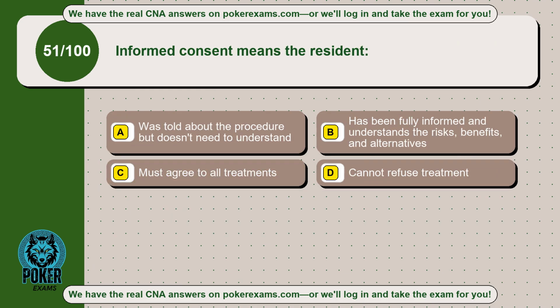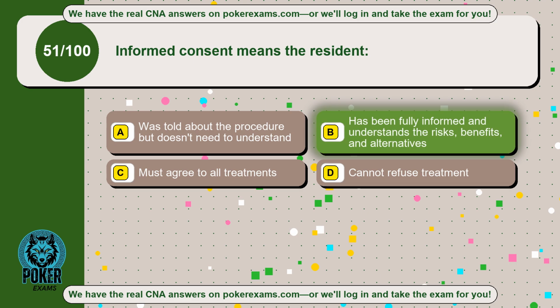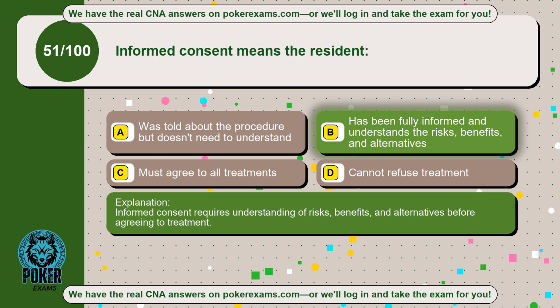Question 51. Informed consent means the resident: Option A, was told about the procedure but doesn't need to understand. Option B, has been fully informed and understands the risks, benefits, and alternatives. Option C, must agree to all treatments. Option D, cannot refuse treatment. The correct answer is option B. Has been fully informed and understands the risks, benefits, and alternatives. Informed consent requires understanding of risks, benefits, and alternatives before agreeing to treatment.